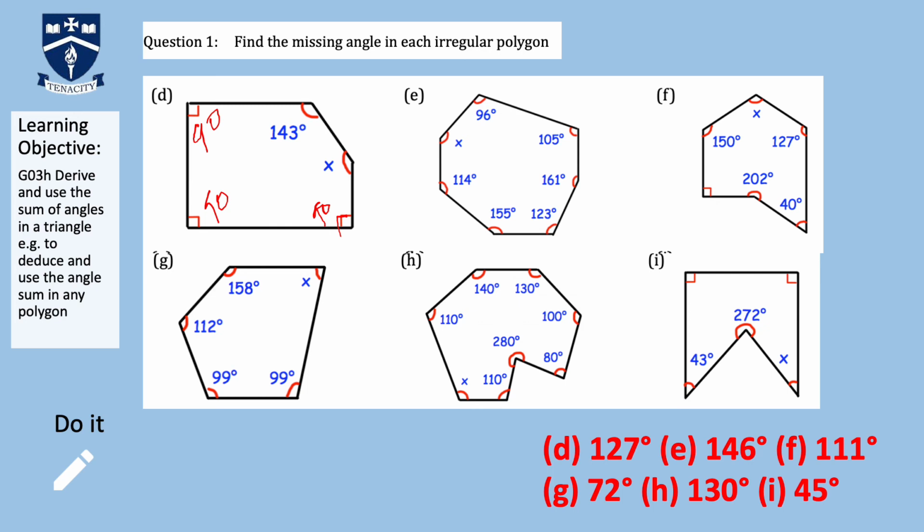So for the first one, it's a 1, 2, 3, 5-sided shape. So you know the interior angles in a 5-sided shape. Add the ones you have. Take it away from the interior angles total and it gives you X.